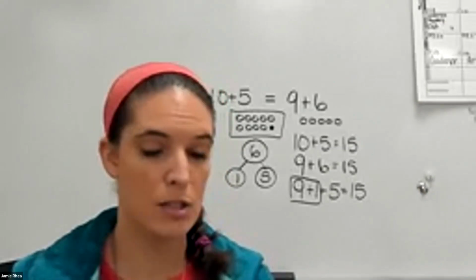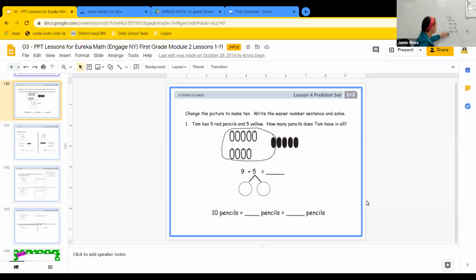Now remember, I'm not going to do the problem sets that you have to complete, but I am going to show you the ones that you don't have to do, okay? That way you can understand what it's asking for you to do and make sure you know how to do this. Remember what good detectives do first? They read through to make sure they know what they're doing to solve. Here we go. Change the picture to make 10. Write the easier number sentence and solve.